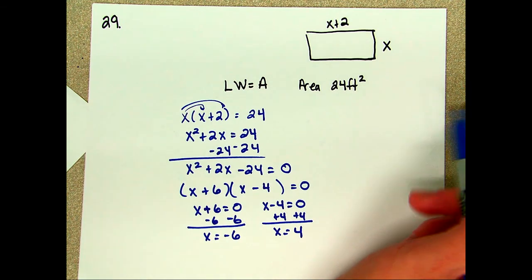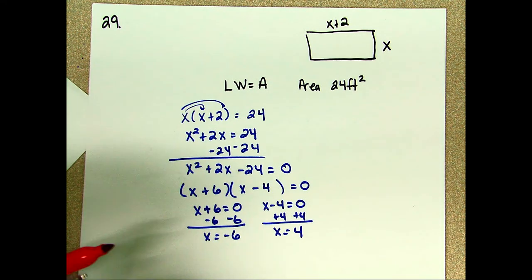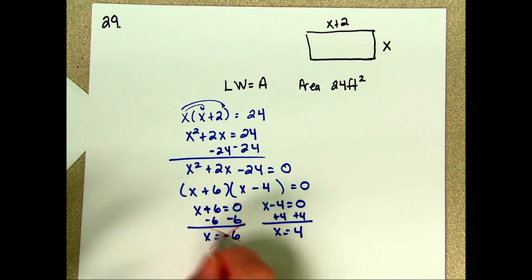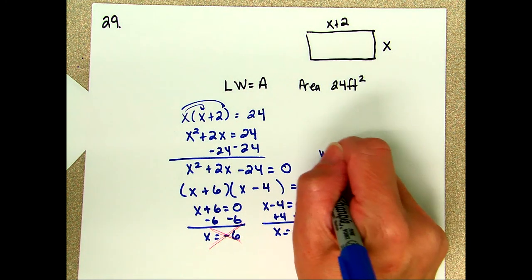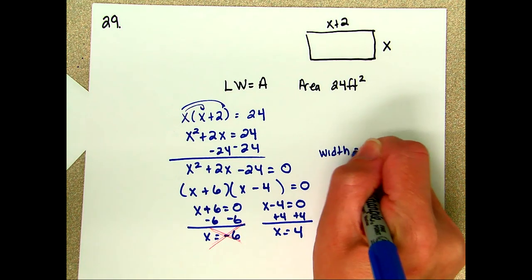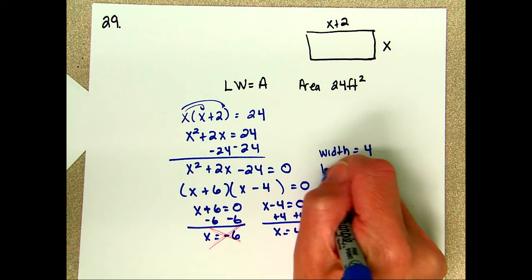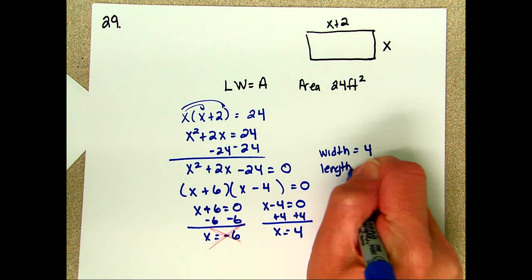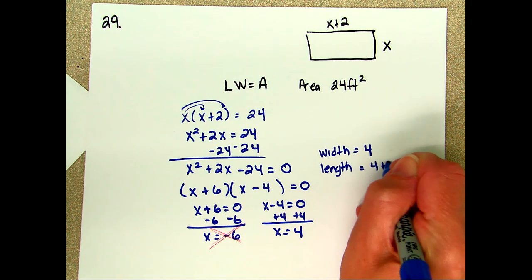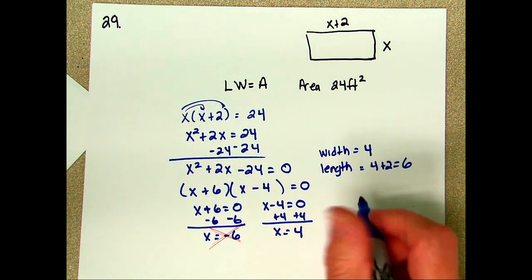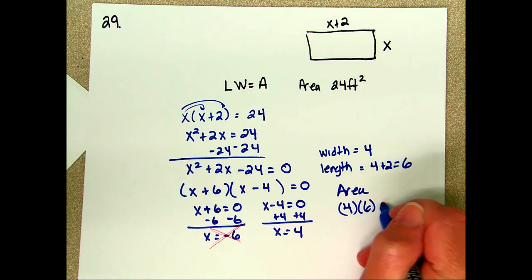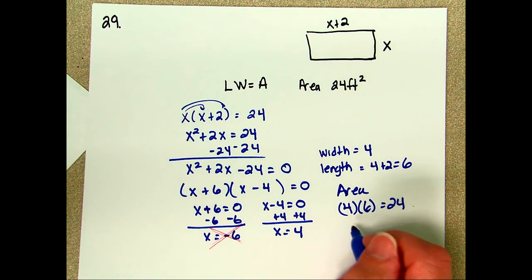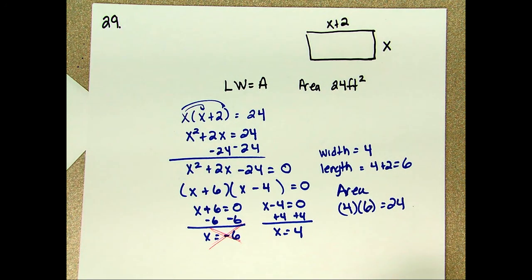As for x equals 4, the width is 4 and the length, which is 4 plus 2, is 6. It's 2 feet longer, and if we check the area, 4 times 6 is 24, or 4 feet times 6 feet is 24 feet squared. So the answer for 29 is A.